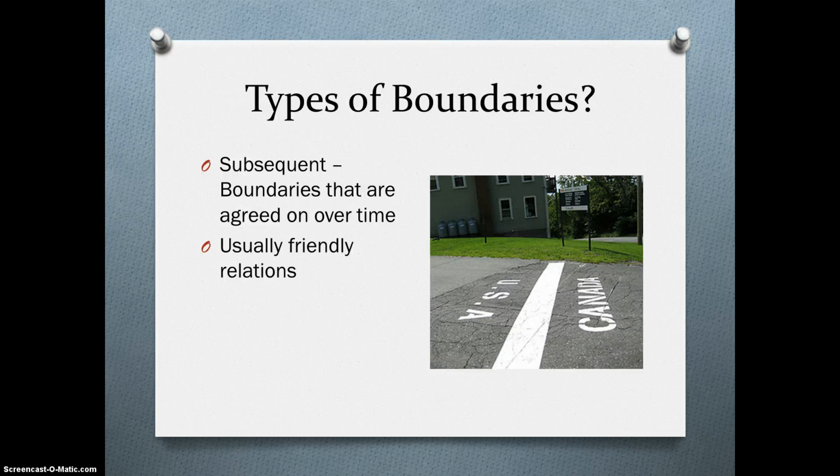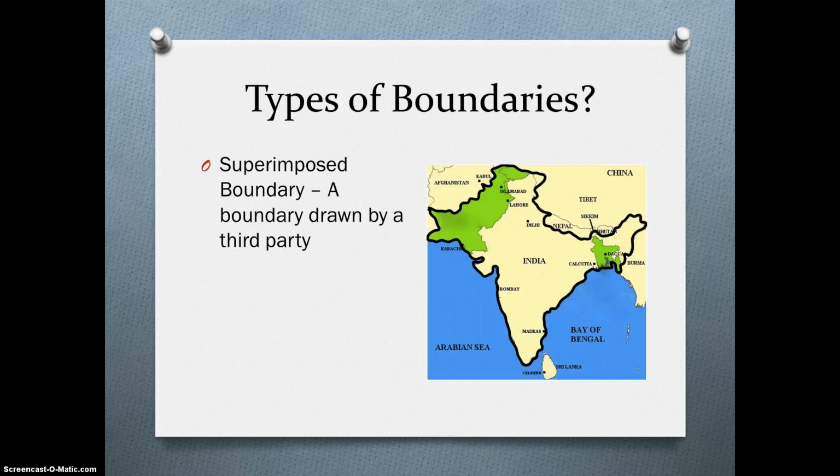Next, we have subsequent boundaries, and they're boundaries that are agreed on over time. Since these boundaries are usually negotiated, and the countries are making sure that the boundary serves both of them and is in their mutual interests, the two countries are usually in a friendly relationship. And so here we have the U.S.-Canadian border.